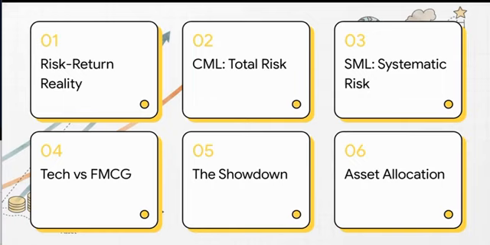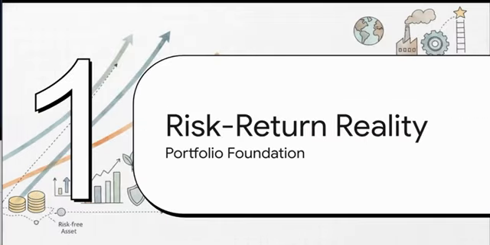Here is our roadmap. First, the risk-return reality. Then, total risk with the CML, systematic risk with the SML, a tech versus FMCG showdown, the ultimate comparison, and finally, your asset allocation.